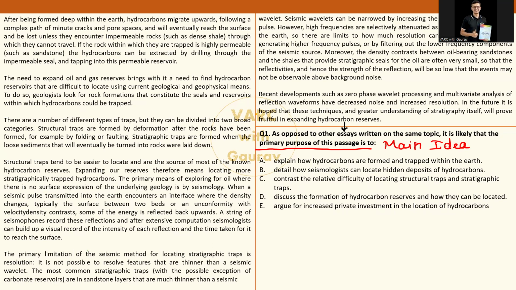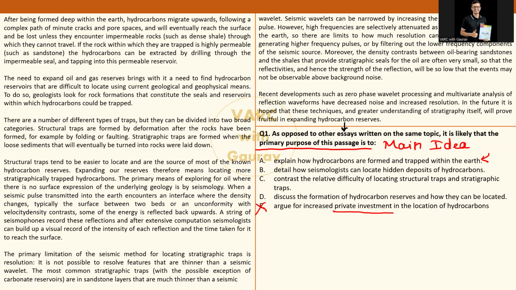Instead of putting your own mind over it, I would strongly recommend option elimination. That's the best way to go forward. Easiest to throw out is option E. It blabbers about some private investment and all. What nonsense is this? Let's reject it. A. Explain how hydrocarbons are formed and trapped within the earth. Now, this is very half-baked actually. Sure, the author touches upon how hydrocarbons are formed, trapped in the earth, giving the example of structural traps, stratigraphic traps.